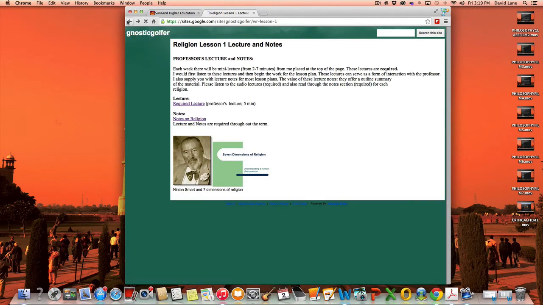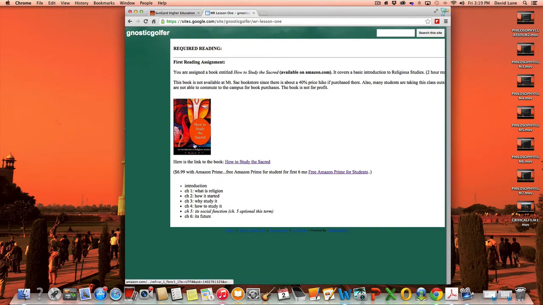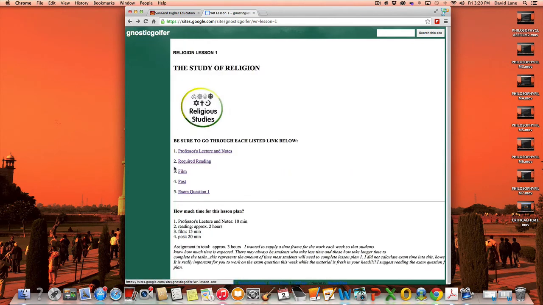The required reading is this hard copy. It sells for sometimes $6.99, sometimes $6.29. Amazon changes the price daily, but it's under $7, and it's a short read. It should take 2 hours, at the most 3 hours, depending upon how quickly you read. It's really an introduction that's essential for this course, and I have the PDF available upon request.